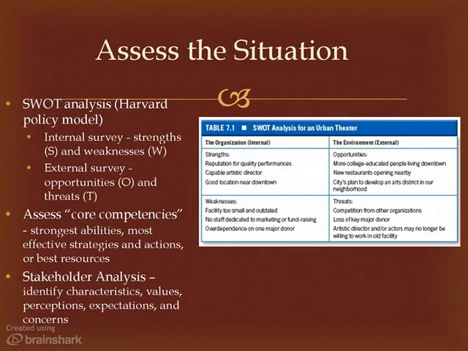So you assess the core competencies, which are the strongest abilities, the most effective strategies and actions, or the best resources. And there is a section in here on the stakeholder analysis where you identify the characteristics, the values, the perceptions, the expectations, and the concerns. What's important here is for you to study this chart and to understand what SWOT analysis is and how it's applicable to a nonprofit organization. So you've got in here the strengths and weaknesses, the opportunities and threats, and it's an organized way to go about analyzing and assessing the situation.